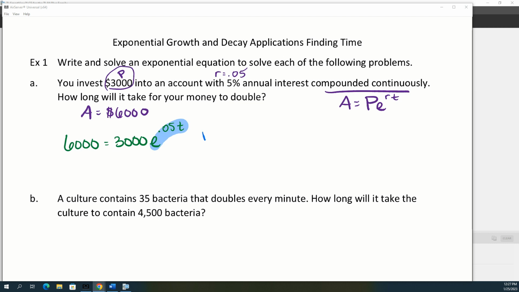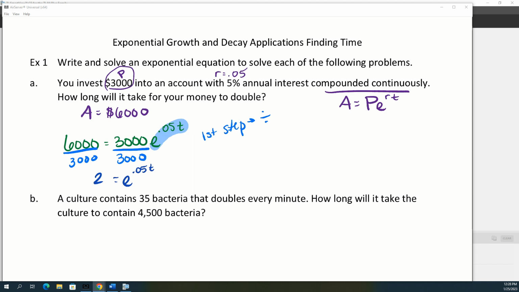Yes. So our first step on all of these is to divide. Whatever is in front of the e, we're going to divide by it. Oh, let me fix that. I don't know why I did that. It's a mistake. All right, so 6,000 divided by 3,000 is 2. That shouldn't be a surprise because we wanted it to double. When we divide it, we should get 2.